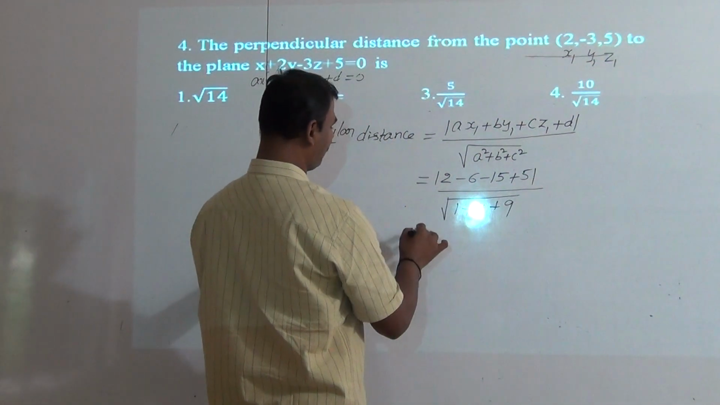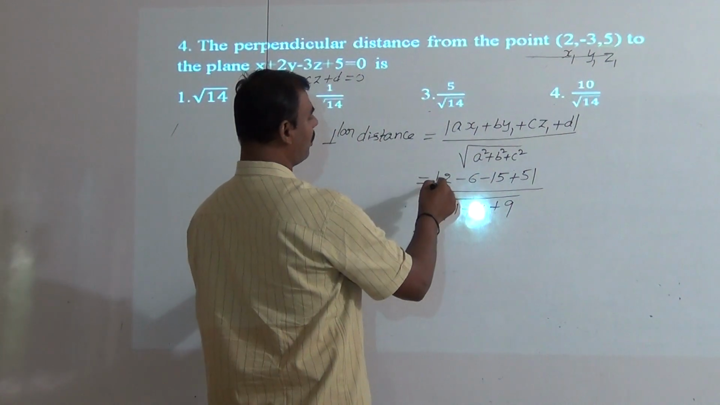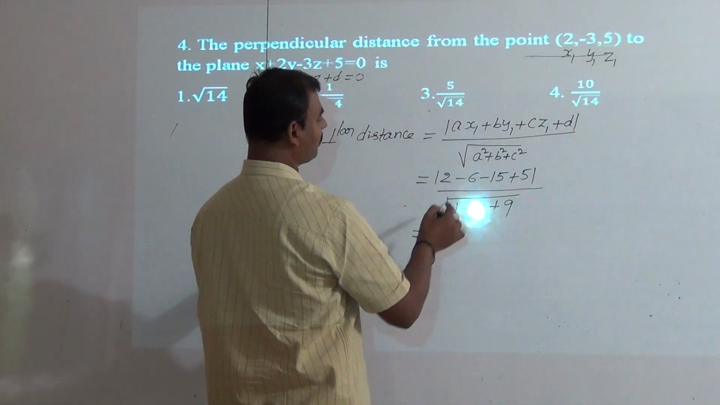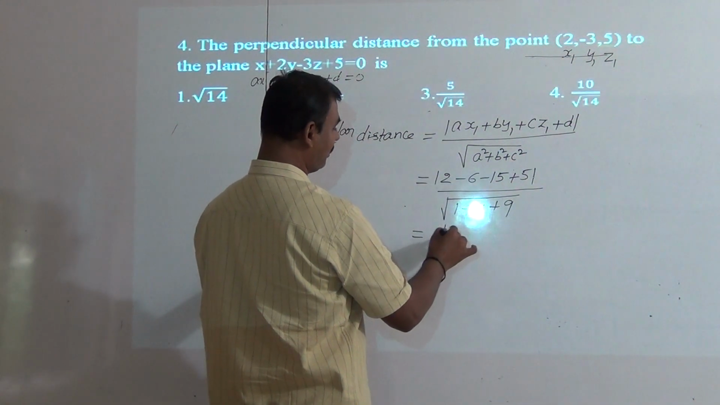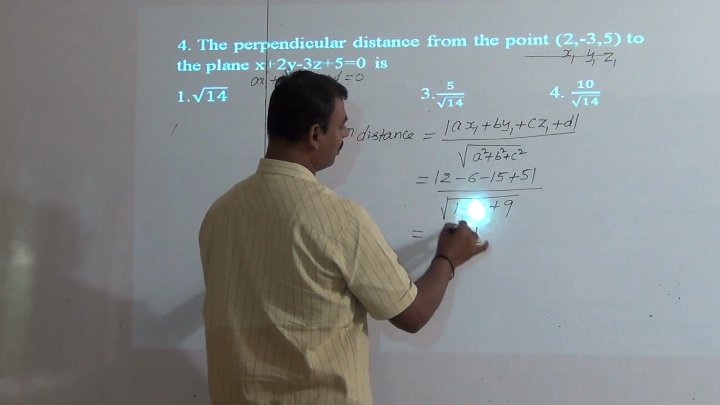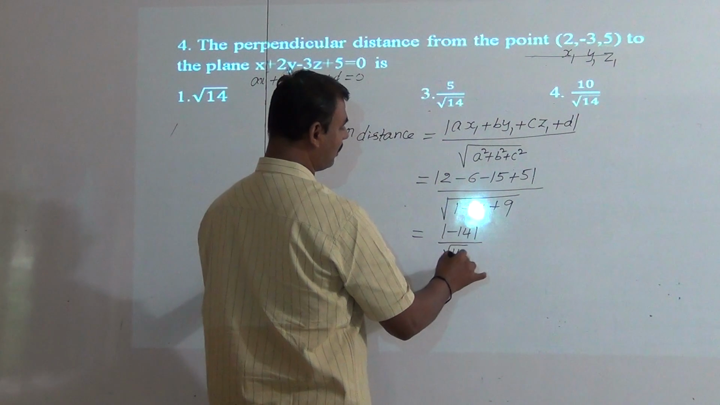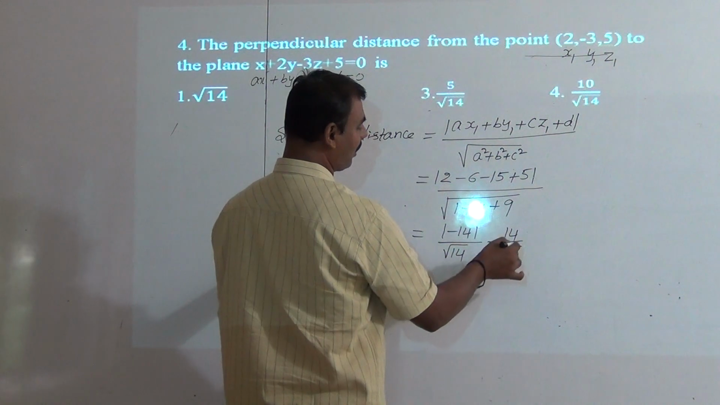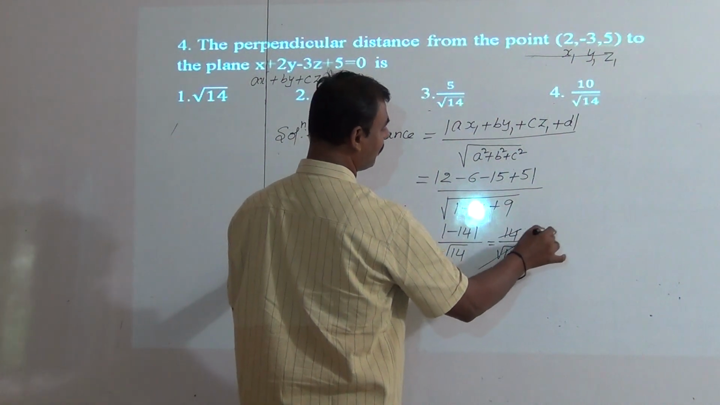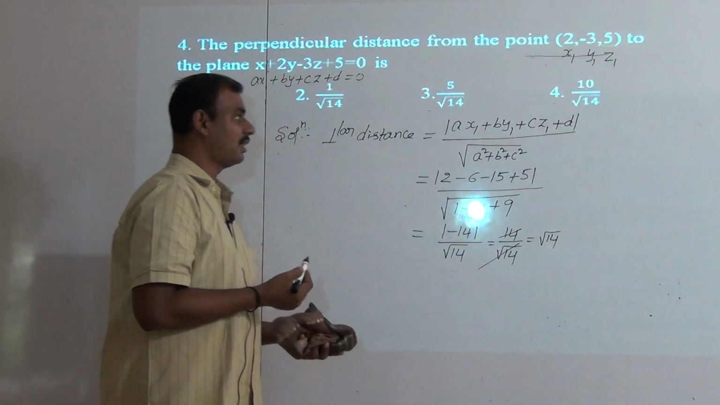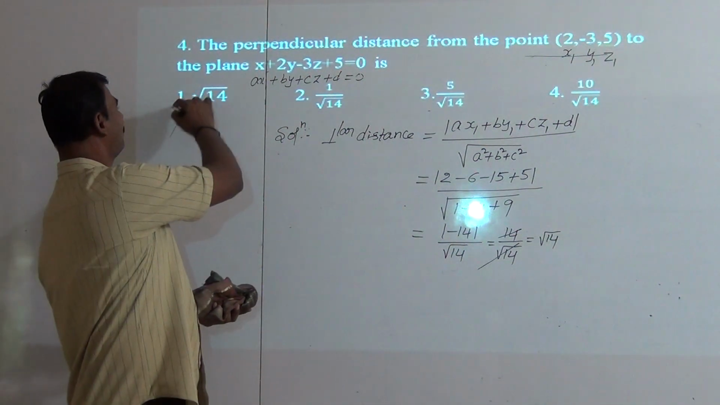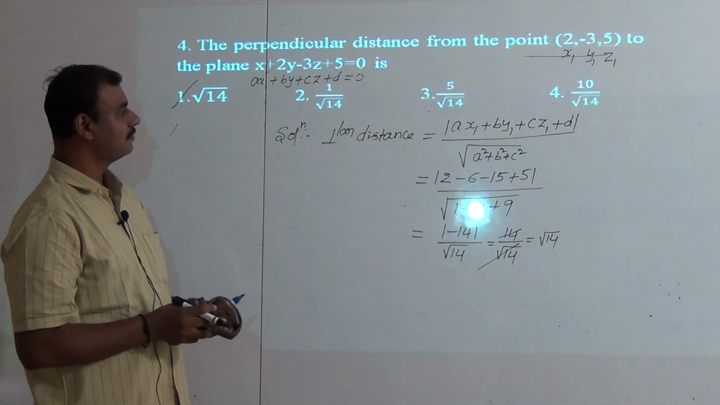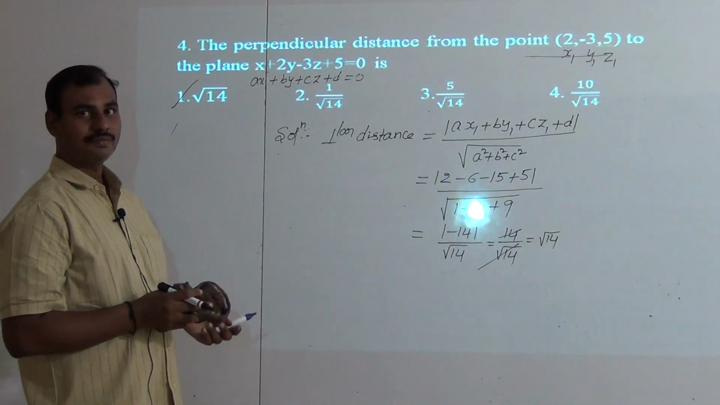Simplify. 2 minus 2 plus 5, 7. Okay, 7 minus 21, that is minus 14, magnitude, upon square root of 14, is equal to 14 upon square root of 14. If we cancel that, root 14 times. So this is the answer of this problem. Square root of 14 is the right answer. Is it clear? Shall we go to the next question?